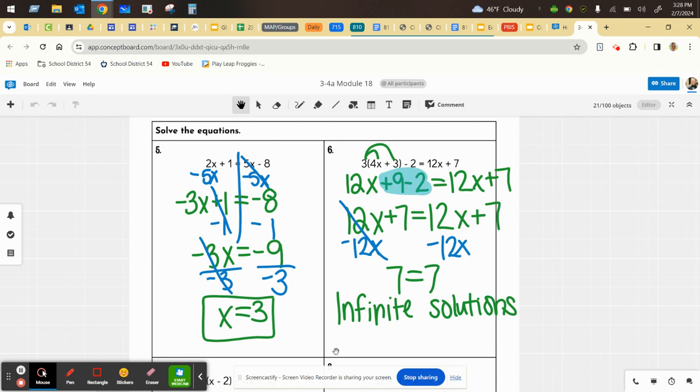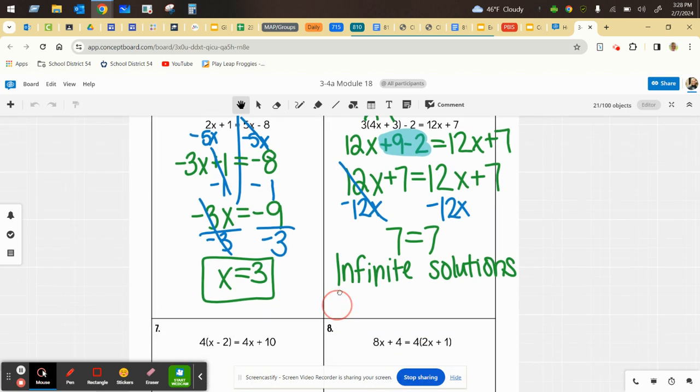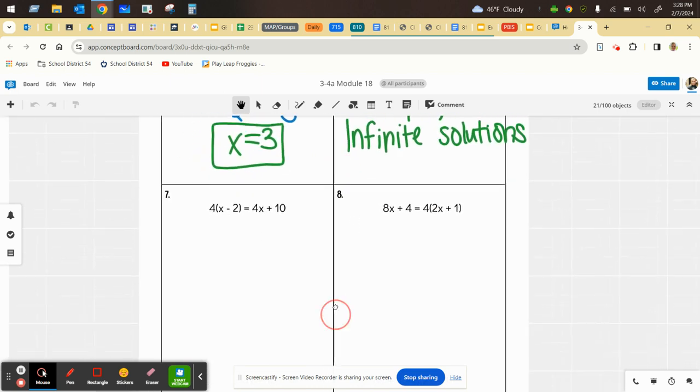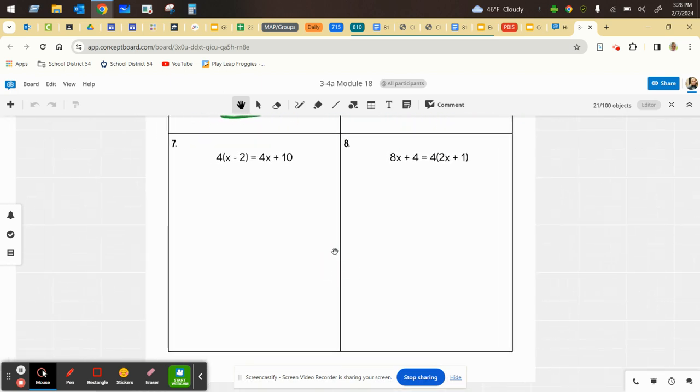All right. And I want you to be focusing on when the variables cancel on both sides, it's either infinite or no solutions. When it's the same number, it's infinite. When it's a different number, it's no solutions.